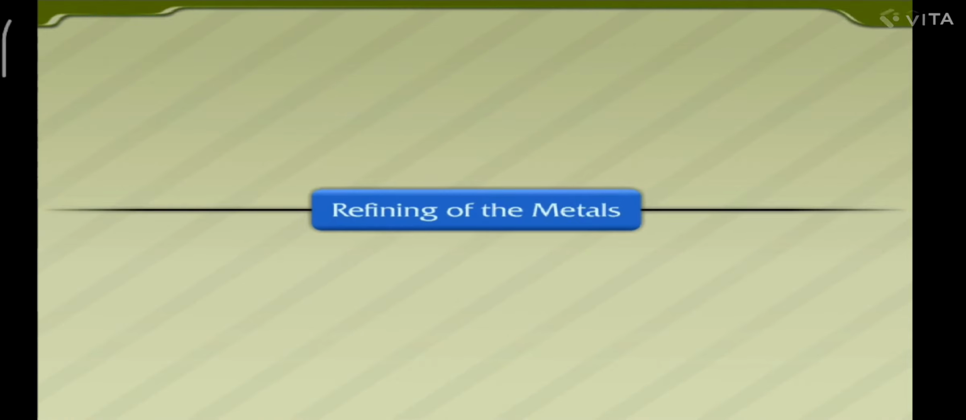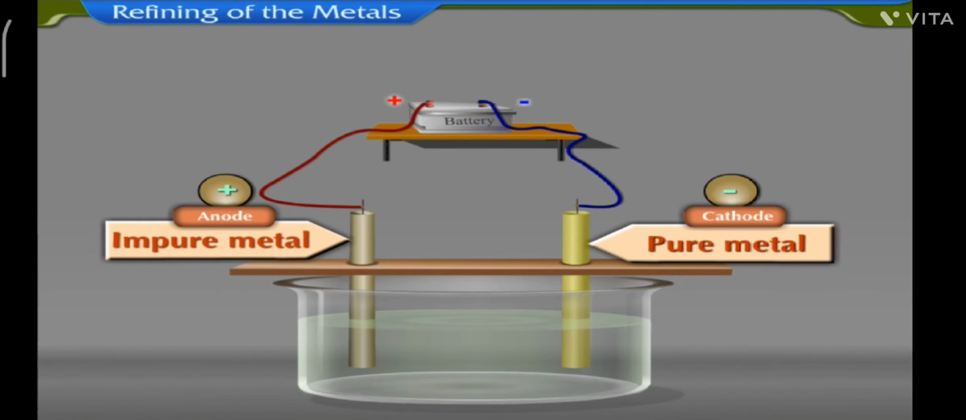Refining of the metals. The most widely used method of refining metals is electrolytic refining. In this process, the impure metal is connected at the positive terminal of the battery and a thin strip of pure metal is connected at the negative terminal. The water-soluble salt of the metal to be refined is taken as the electrolyte.